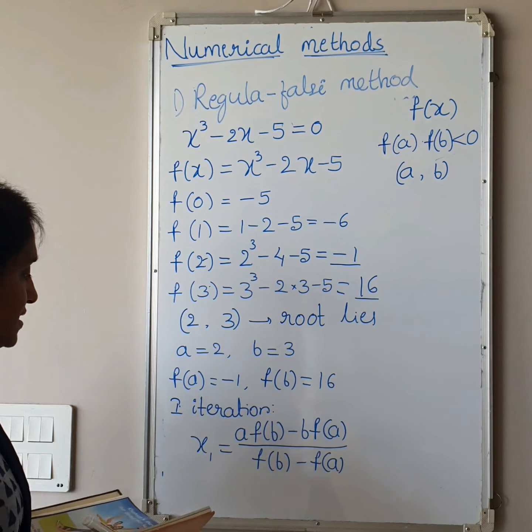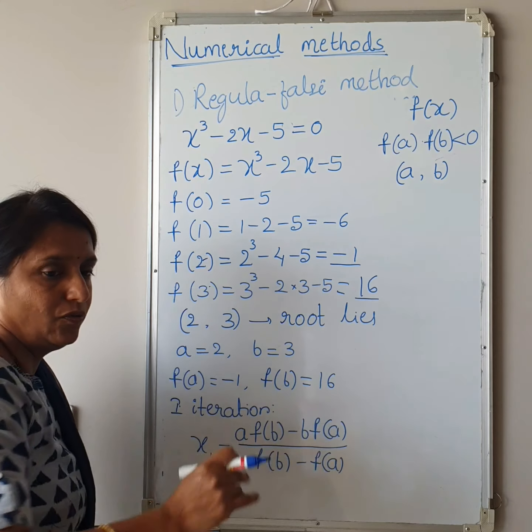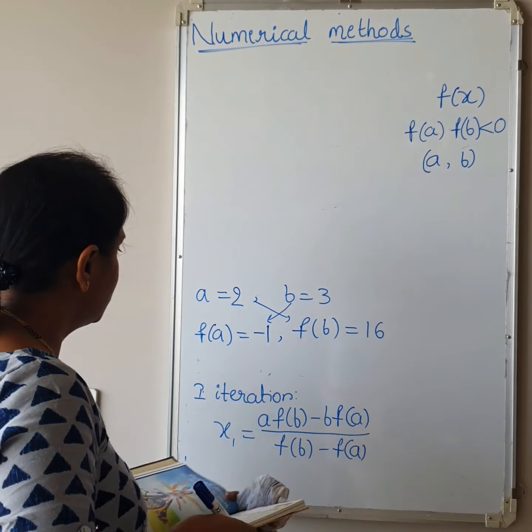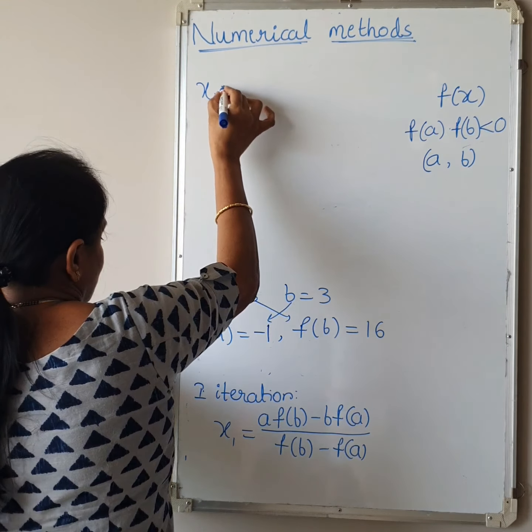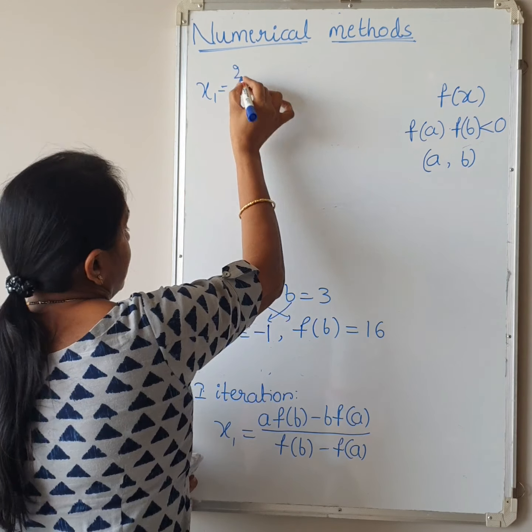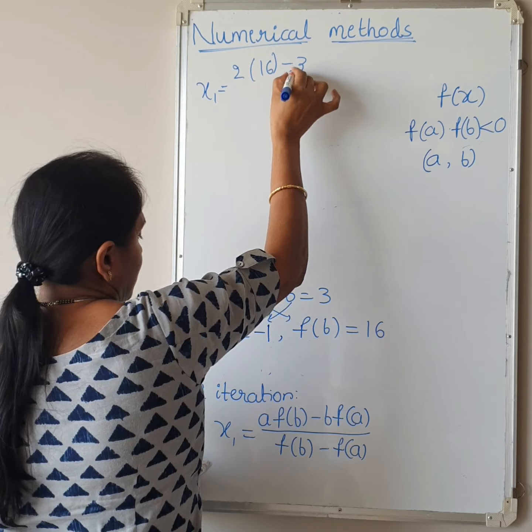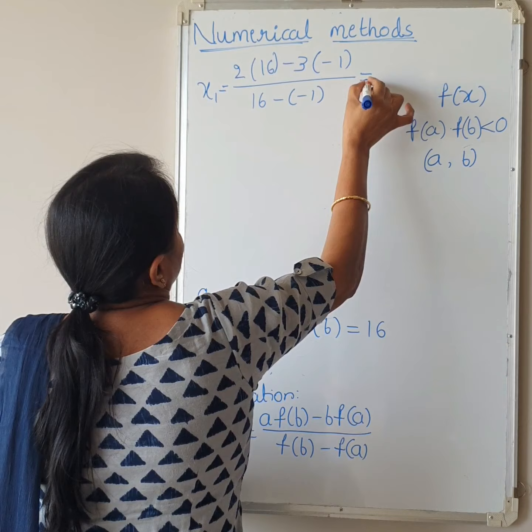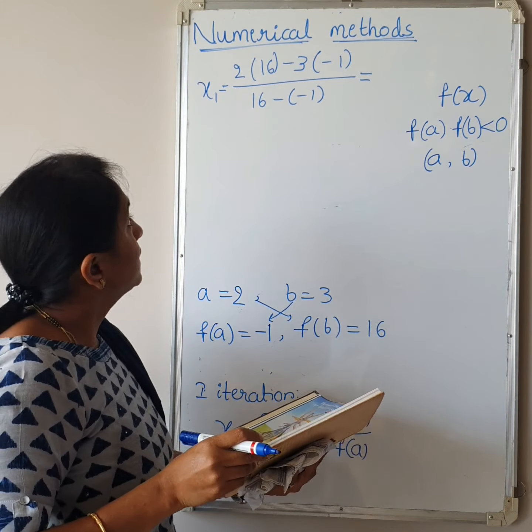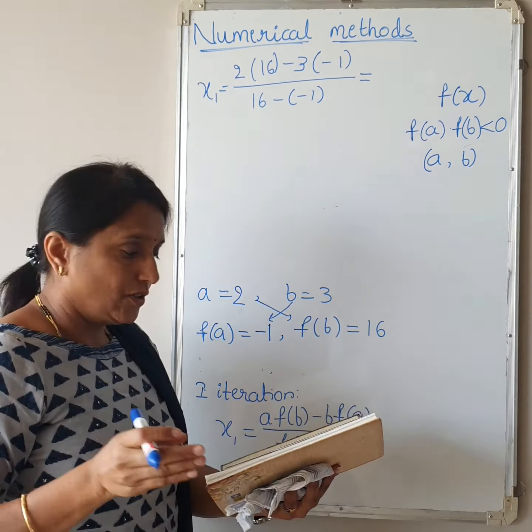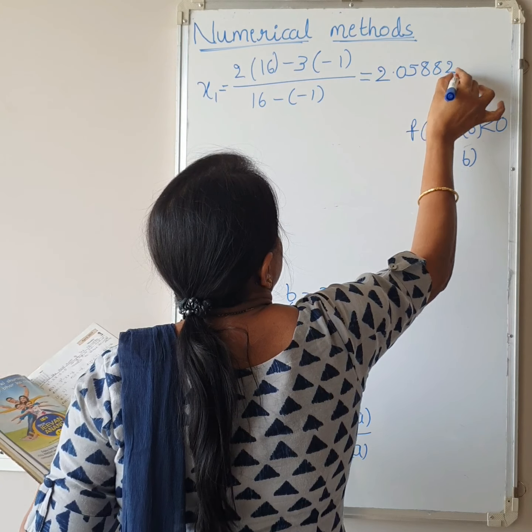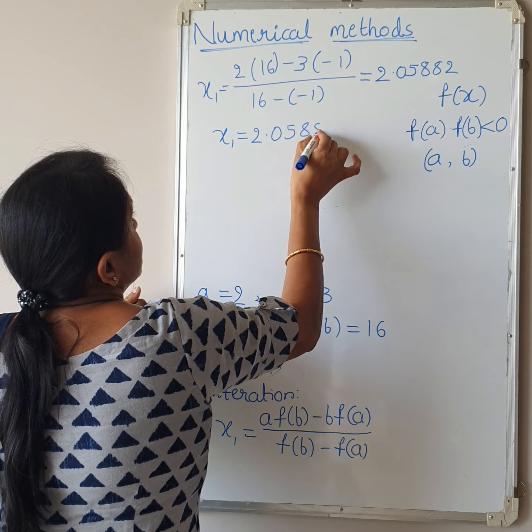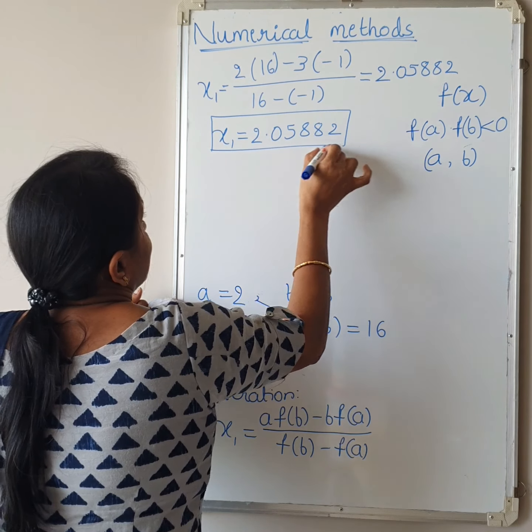So first we will find out first iteration, that is x1, by substituting all these values in the formula. For that one, first let us substitute these values in the formula. So x1 is equal to, a is 2, f of b is 16 minus b, f of a is minus 1 divided by f of b minus f of a. This is the formula. So just substitute in this and answer will be, you also try, 2.05882. This is our x1, write it clearly, 2.05882. This is x1. It completes one iteration.